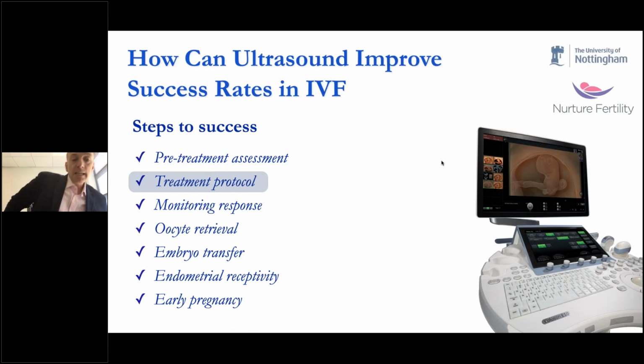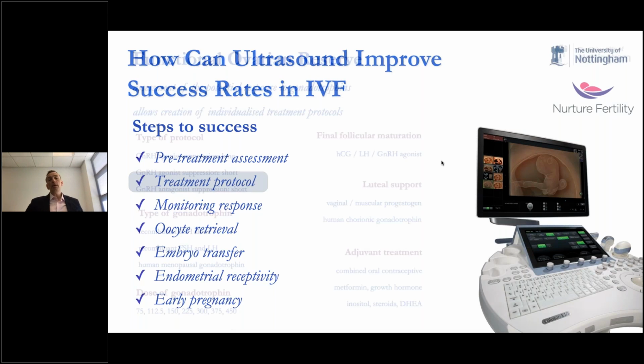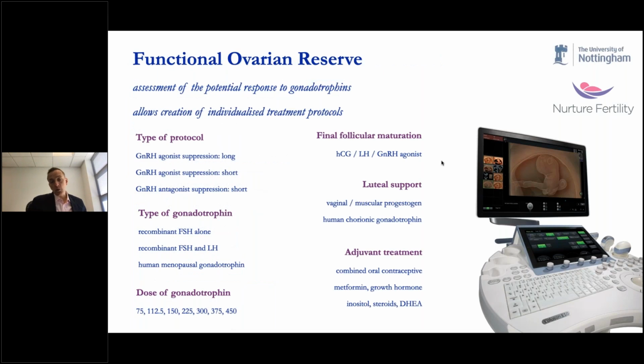So just going to move on now a little bit to ovarian reserve. When we look at ovarian reserve, we can use ultrasound or we can use AMH to assess that. We've made a decision. We've got to decide what protocol do we use. So there are many different protocols. What drug do we use? What dose of drug? What do we use to trigger final oocyte maturation? And do we modify our luteal support and give any adjuvant therapies?